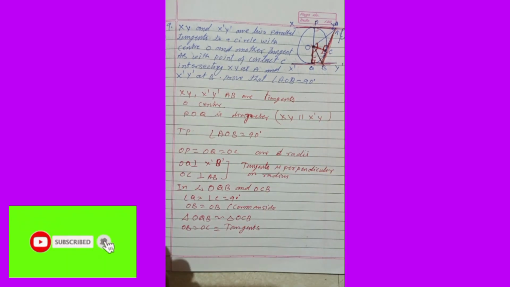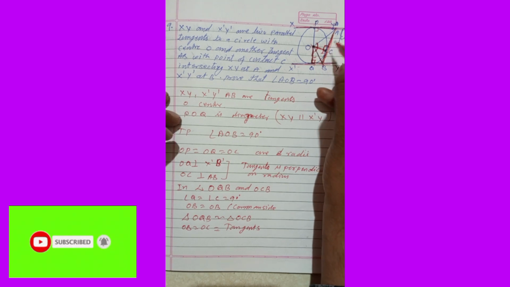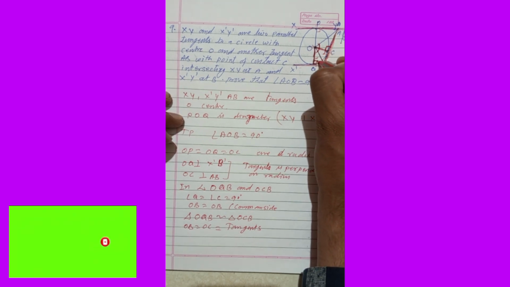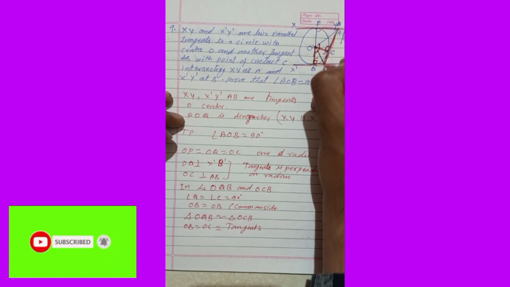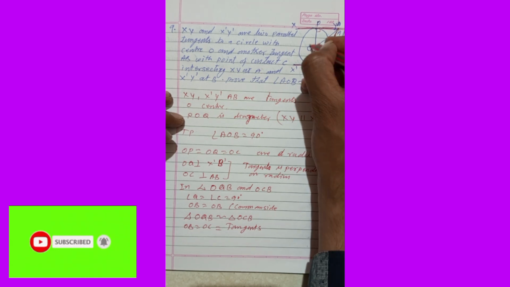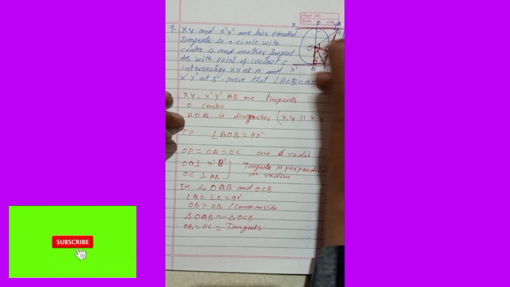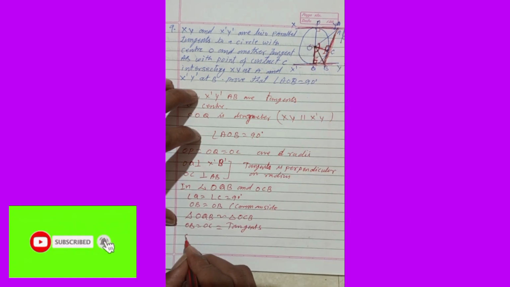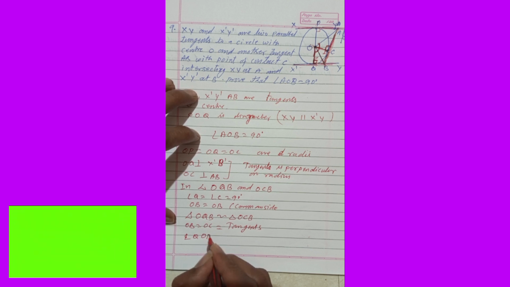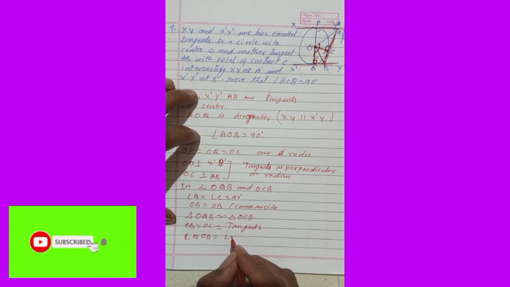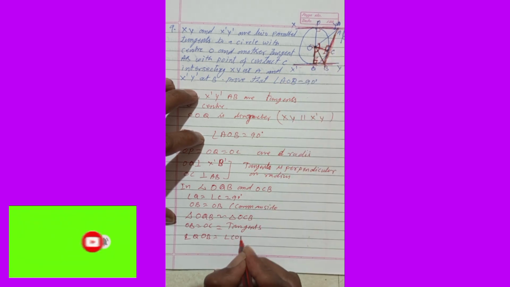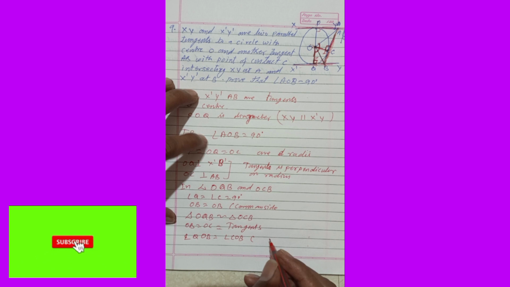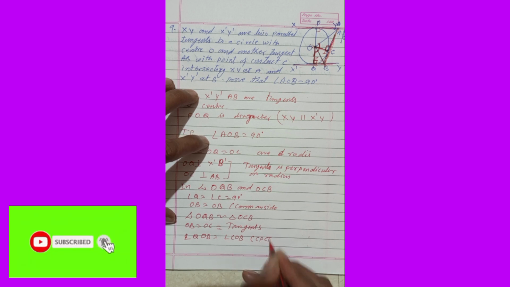Now we are going to find the angles. This angle is 90 degrees. Suppose angle QOB is equal to angle BOC. We can write angle QOB is equal to angle COB. Why? Because of corresponding parts, by CPCT.